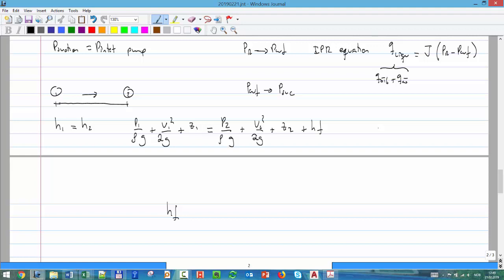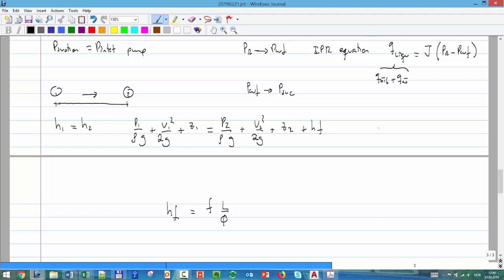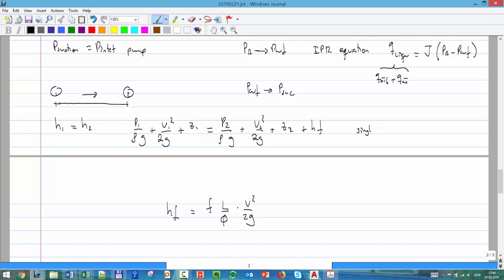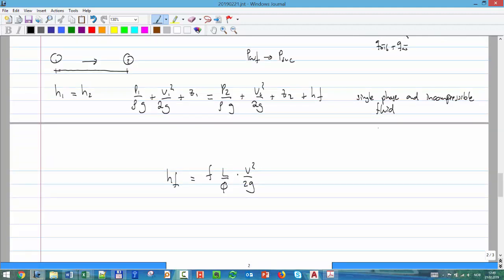Okay. The expression we use typically is hf = f L over the diameter of the pipe times v squared over 2g. Okay, so that's the equation we are going to use. We say that's for single phase liquid, and also incompressible fluid. Okay, and we can put it in terms of what we are actually calculating, which is pressure with rate, right?